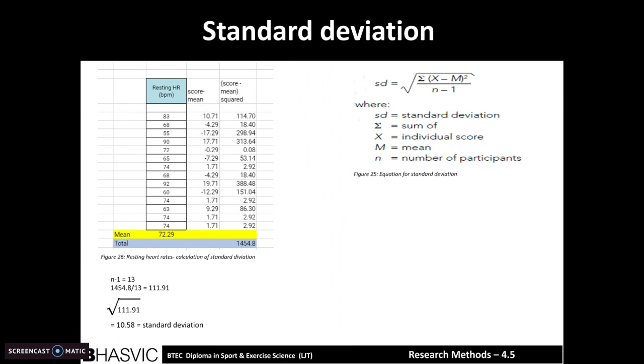From that value, you need to square root it. So in this case, it is the square root of 111.91, which is 10.58. So 10.58 is the standard deviation of the resting heart rate for this data set. In this example, the standard deviation is quite high, therefore the data will be spread out. If it was represented on a graph, the graph would be wide.